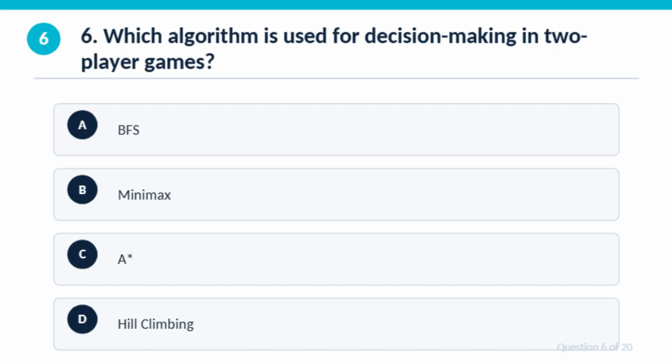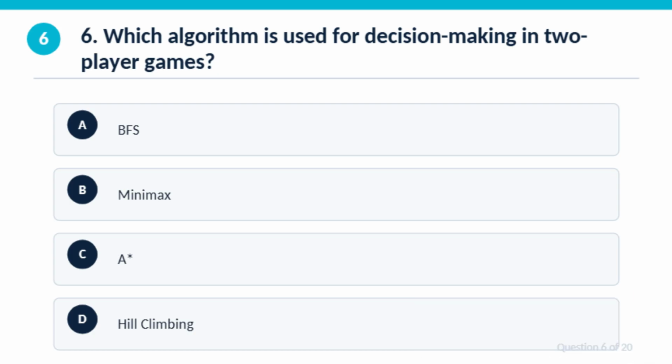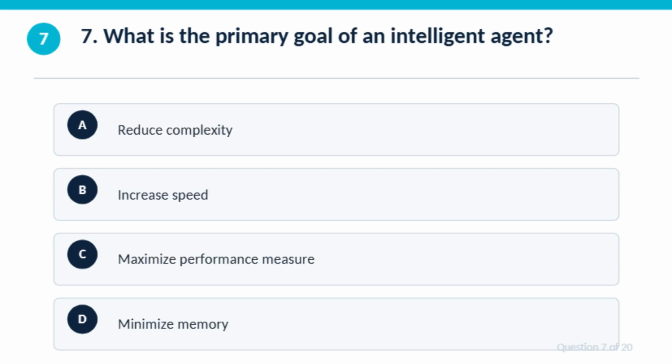Which algorithm is used for decision making in two-player games? A. BFS. B. Minimax. C. A*. D. Hill climbing. The correct answer is B. Minimax.